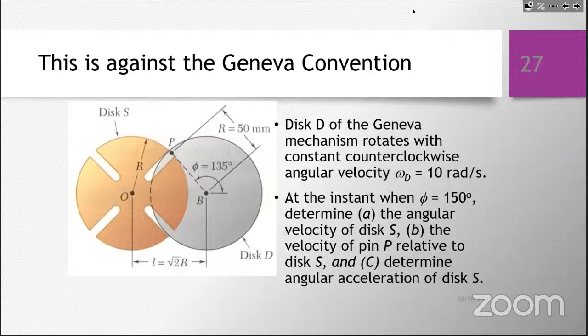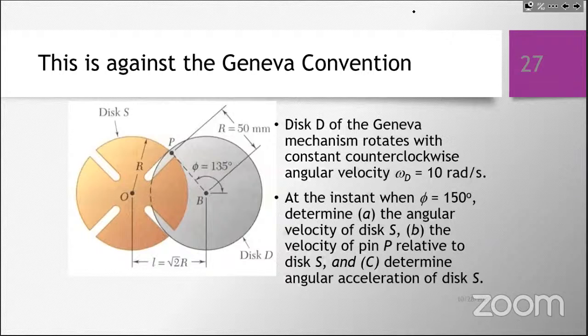So disk D of the Geneva mechanism rotates with a constant counterclockwise angular velocity omega D equal to 10 radians per second at the instant when phi is 150 degrees. Notice we've started here at 135. We're going to do our problem when phi is 150, not 135. So the picture here is not representative of what we're doing. Our pin will be in that slot further, okay?